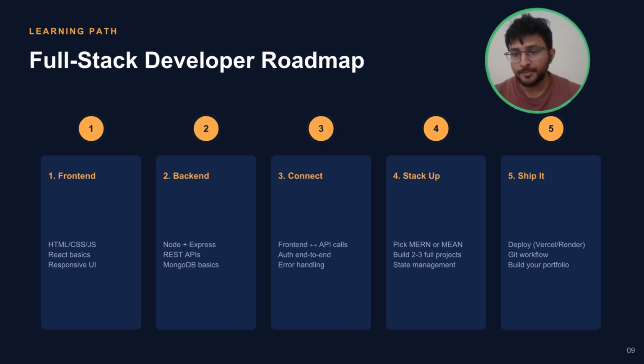Once you have both, practice connecting them, making API calls from the front end and handling authentication from end to end. Then pick a specific stack like MEAN or MERN. Build two or three complete projects, finally deploy everything and put it in your portfolio. So that was the complete full stack roadmap. You have to follow this and learn these things. So that's it.